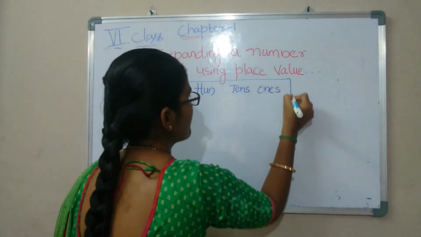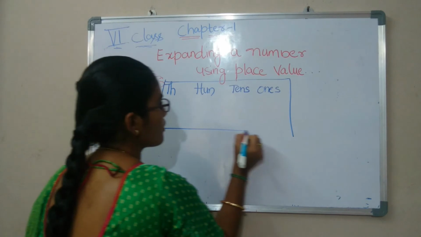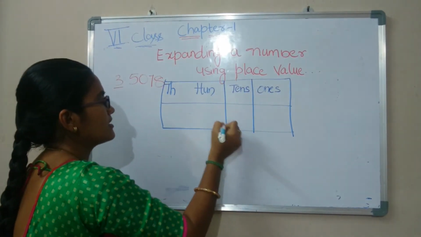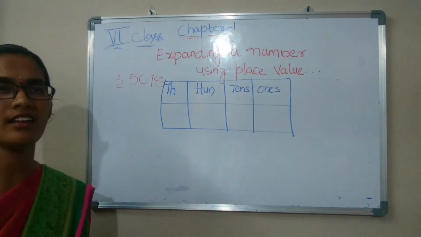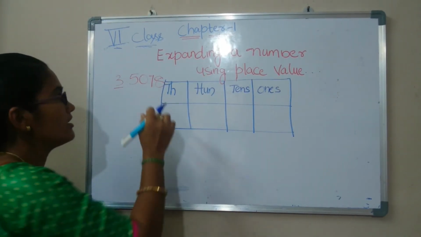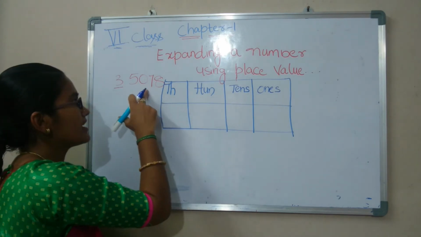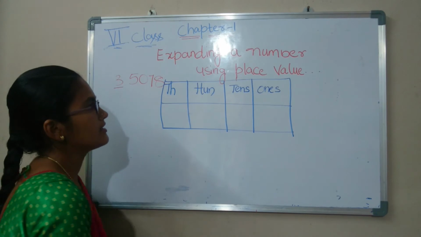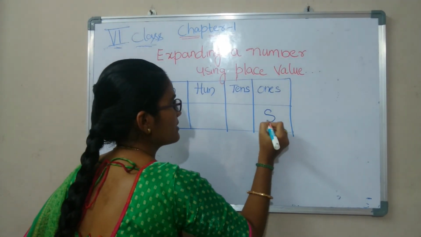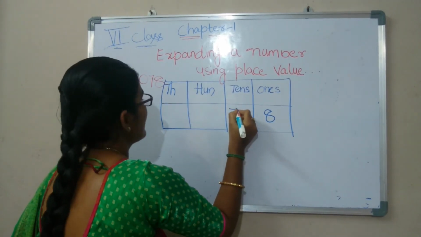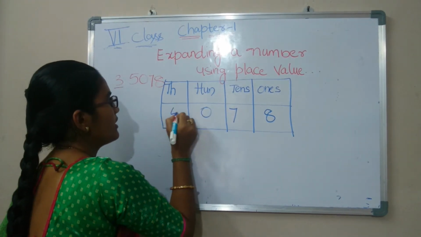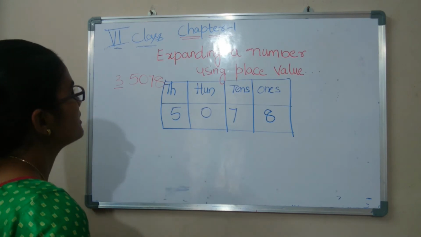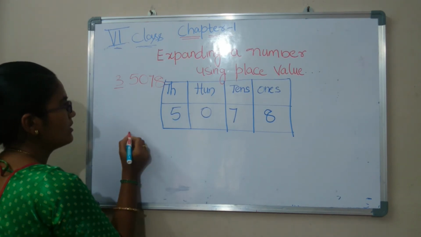Now draw the box like this, to understand in a better way. 8 is in the place of ones, 7 is in the place of tens, 0 is in the place of hundreds and 5 is in the place of thousands. This is where we have to write and expand.